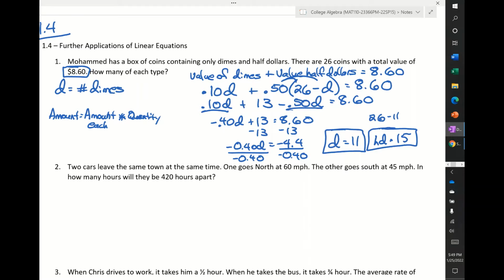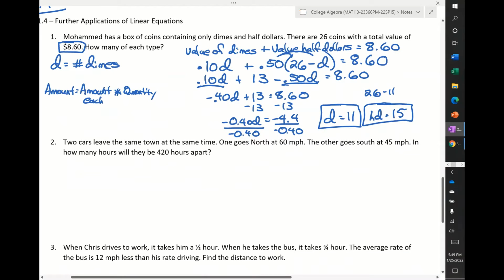All right, let's take a look at number 2. Problem number 2 says two cars leave the same town at the same time. One goes north at 60 miles an hour, the other goes south at 45 miles an hour. And how many hours will they be 420 miles apart? It should be miles. This is a typo. Sorry about that. My mistake there.